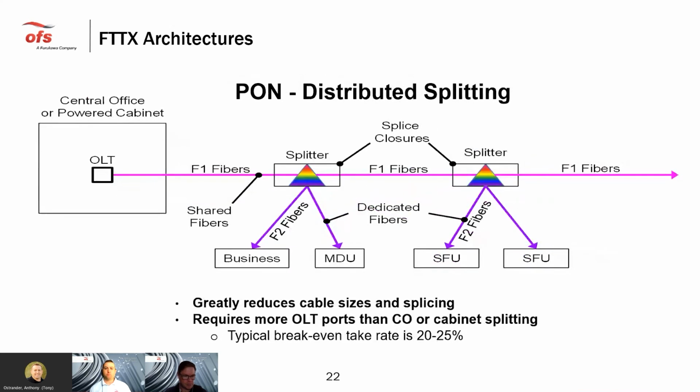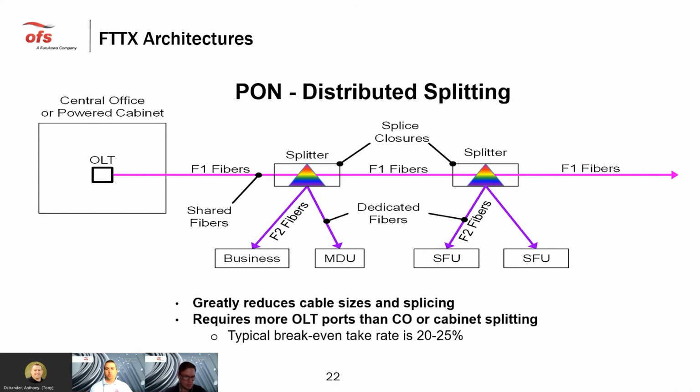All right, next slide. All right, so this is where we see a pretty big shift as far as the architectures are concerned. With a distributed split, you still have your OLT located in your central office, and then you've got your shared F1s going out. But instead of going to a cabinet where you've got multiple splitters located in a single cabinet, what you've got here is a handhole, maybe a pedestal, where you've got a single 1x32 splitter located inside of it. And then what you're creating here are micro distribution areas of 32 customers.